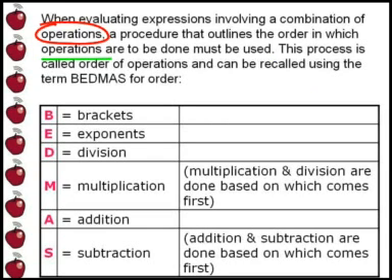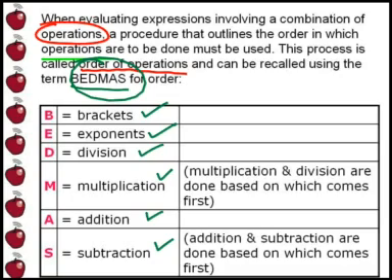Now, this process is called the order of operations and can be recalled using the term BETMAS, so that you can remember which comes first. B stands for brackets. E stands for exponents, then division, then multiplication, then addition, and then subtraction. So remember that abbreviation, BETMAS, very important.